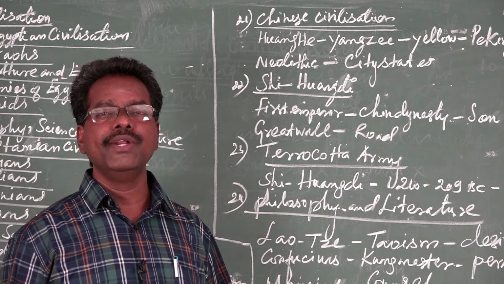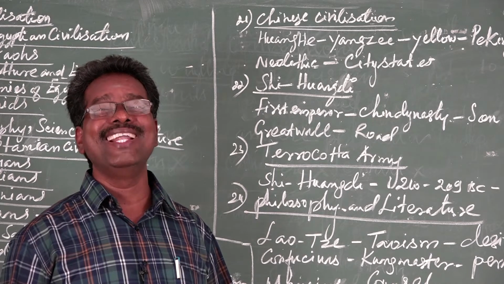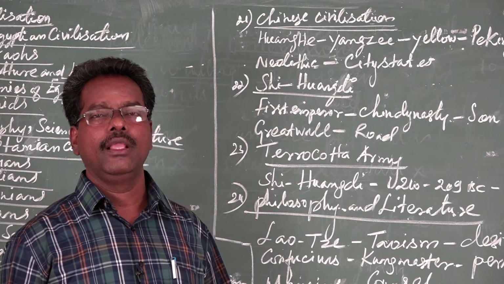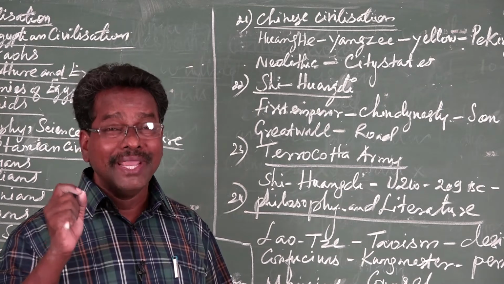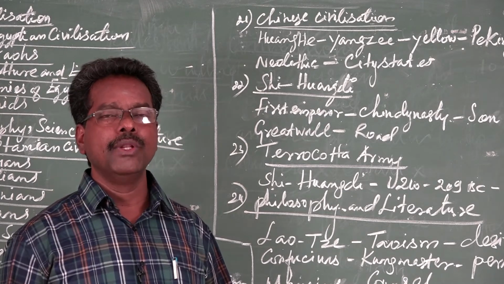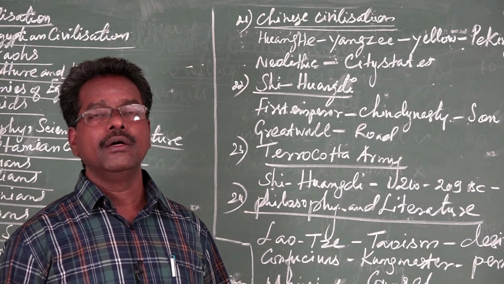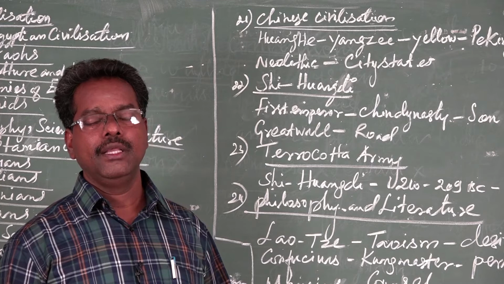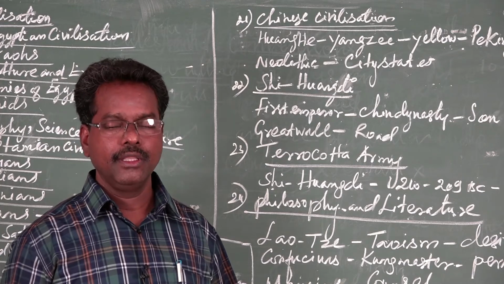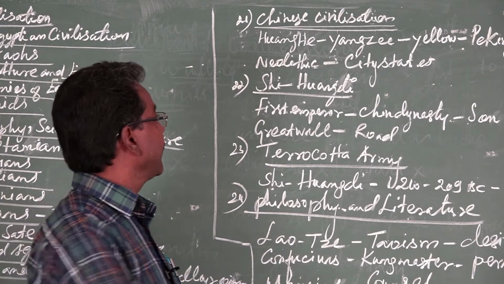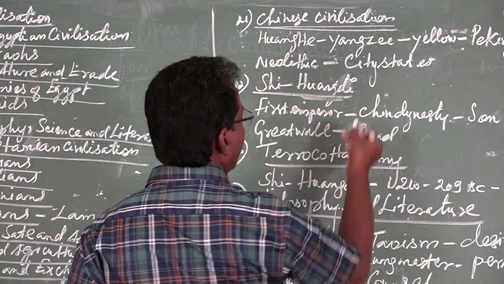Name the people who lived in China between 7 lakhs and 2 lakhs BC. Prehistoric Peking men. Name the people who lived in China between 4500 BC and 3700 BC. Neolithic communities.